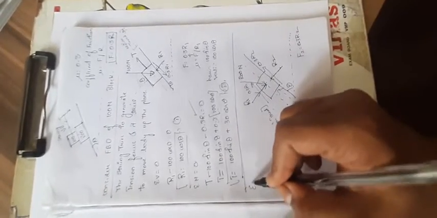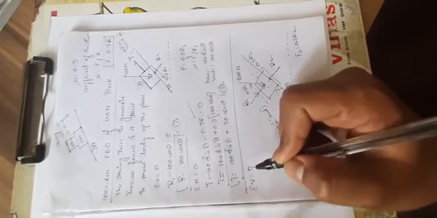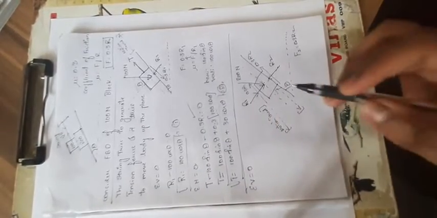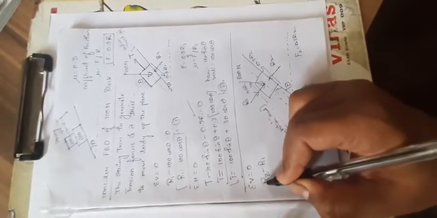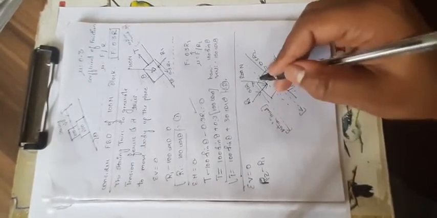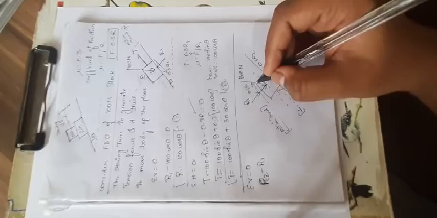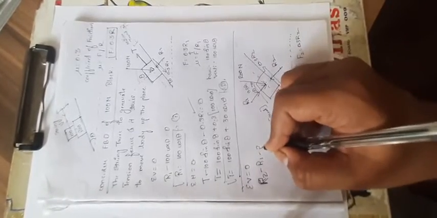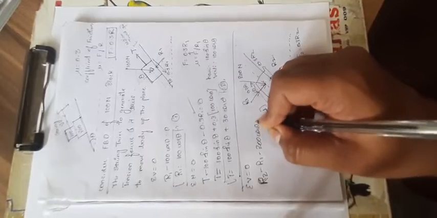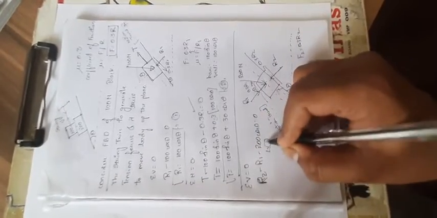So now solving vertical forces. In vertical forces, what we have is R2 towards upside, R1 down. Let us write this properly. And this 200 newton force is making an angle theta with the vertical, hence the vertical component will be minus 200 cos theta, equal to 0. This is equation 1.